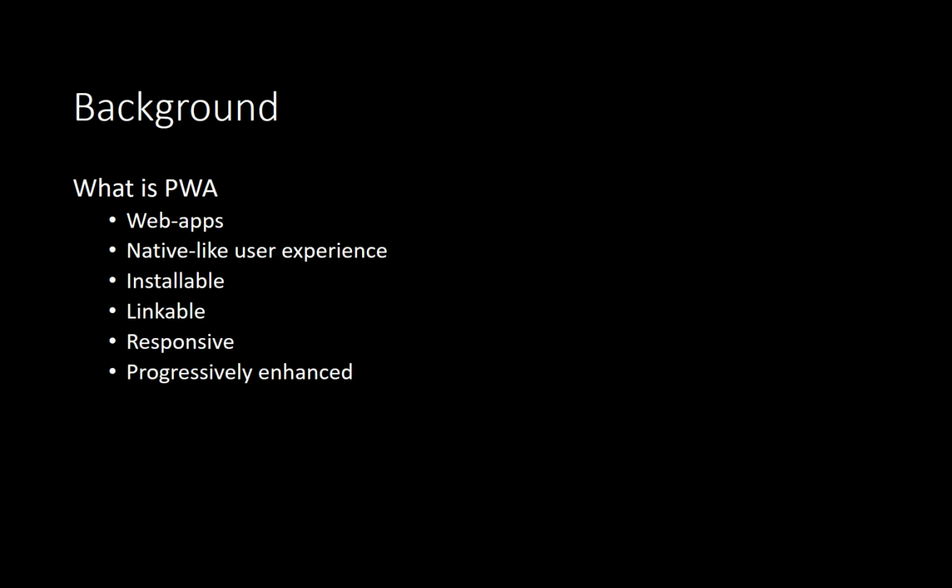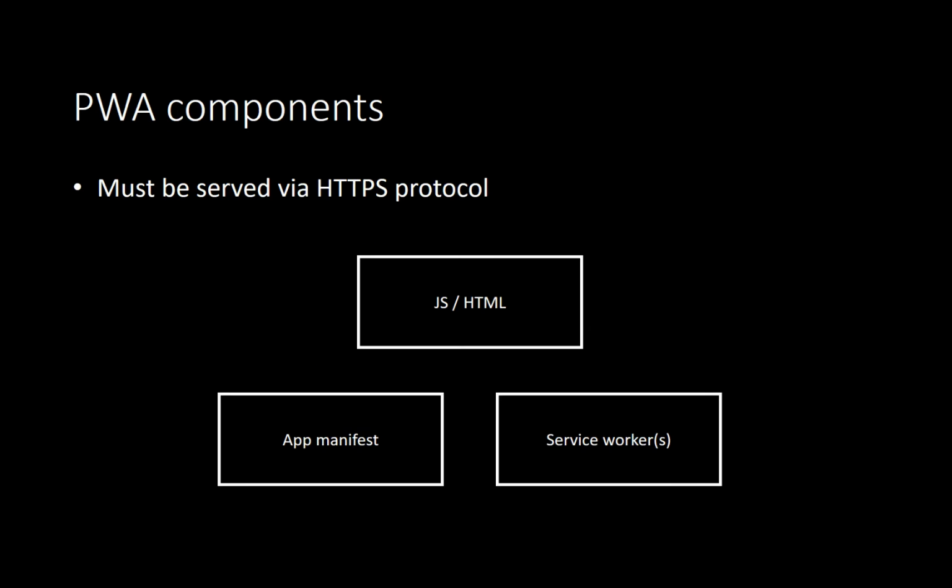It means that they can work in different sizes of mobile screen and they are progressively enhanced. They can work in different browser environments, providing basic functionality in the less capable and older browsers and providing extended functionality in modern browsers. So let's look at the components of a progressive web application.